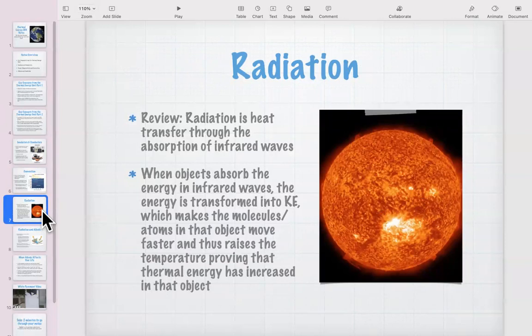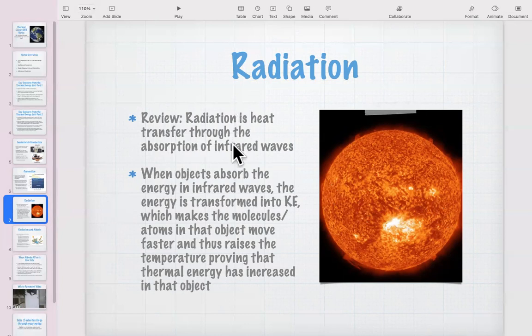So radiation is heat transfer through absorption of infrared waves. And I want to explain that to you in the actual science of what happens. And we're going to cover this a lot in our electromagnetic unit, all about light, which involves infrared waves. When objects absorb the energy in infrared waves, the energy is transformed into KE, which makes the molecules, atoms in that object move faster and thus raises the temperature, proving that thermal energy has increased in that object.